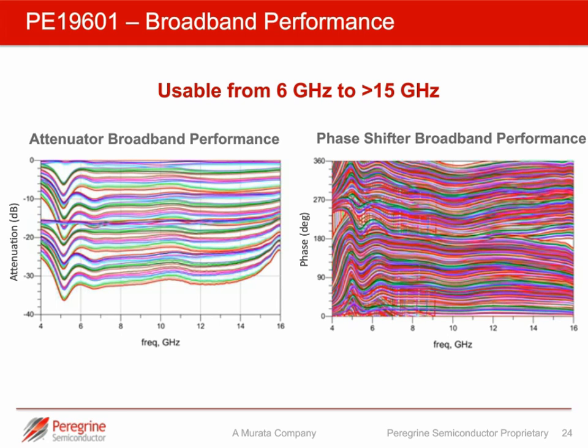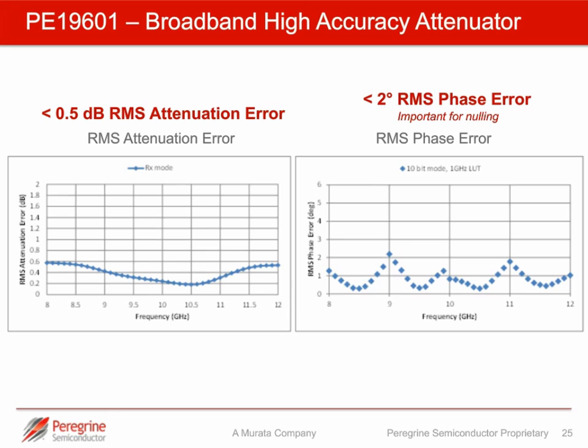So now if we move to translating this into accuracy, we talked about errors earlier and how critical attenuation and phase errors are. The left-hand chart shows the RMS attenuation error over a frequency range of 8 to 12 gigahertz. You can see we achieve very consistent, very low attenuation error. On the right-hand chart, the same frequency range, we're showing phase error, using a series of lookup tables in 1 gigahertz spans. You can see that the phase error is extremely low, in most cases well below 1 degree of phase error.